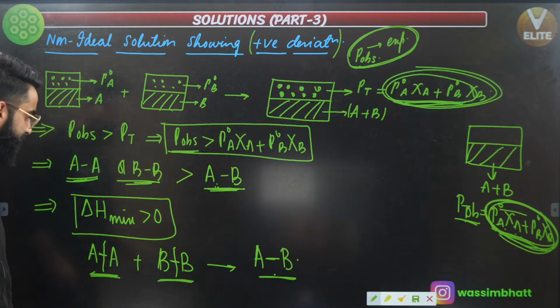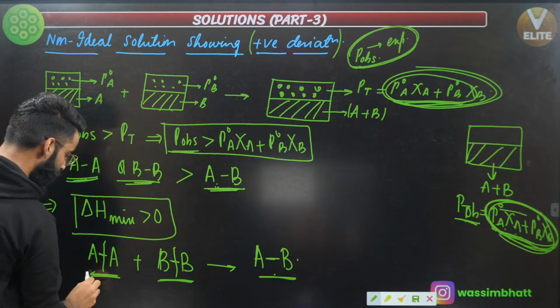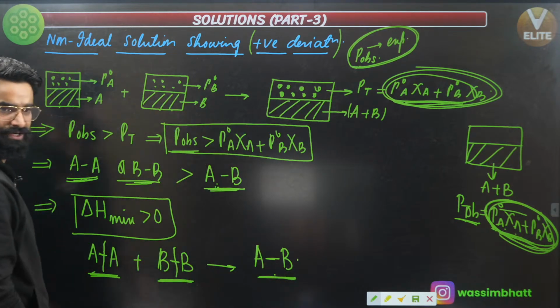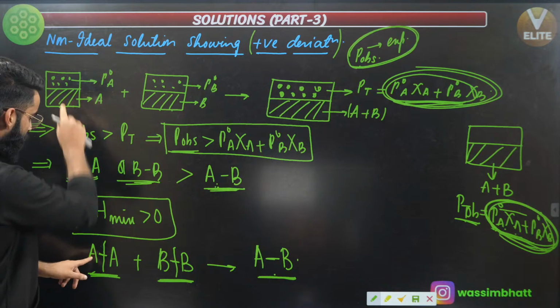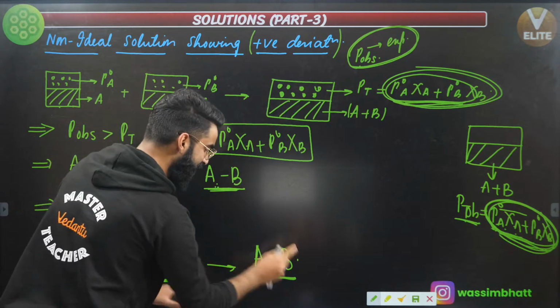Okay, moving on. So first of all, when I'm mixing these solutions, in liquid A you have got only AA interactions. In liquid B you have got only BB interactions. In this solution, you have got AB interactions, right?